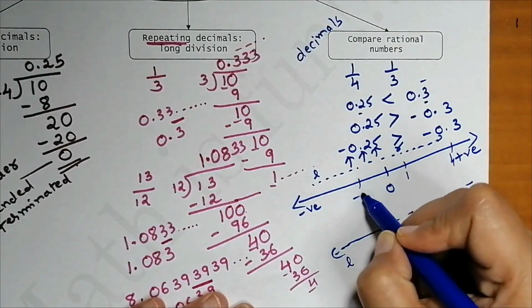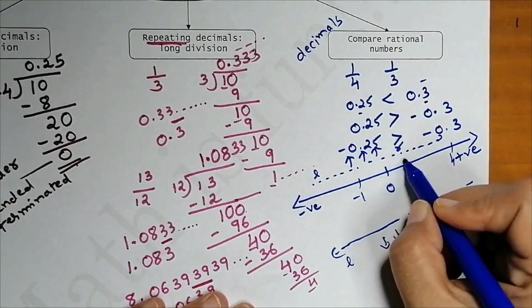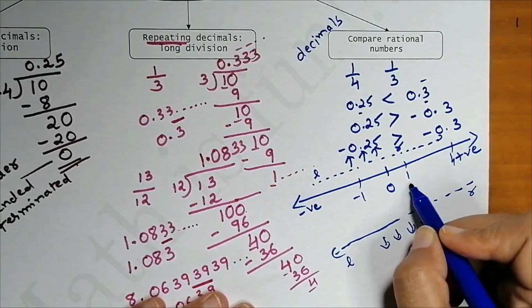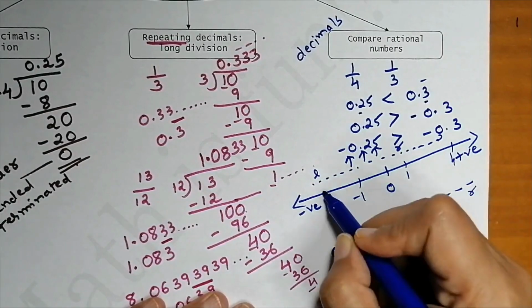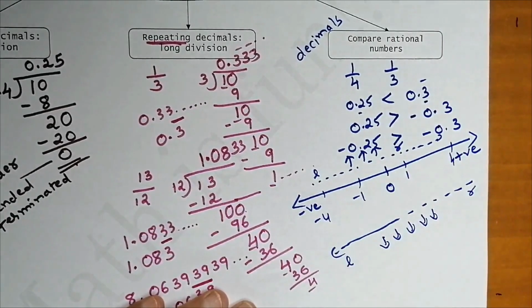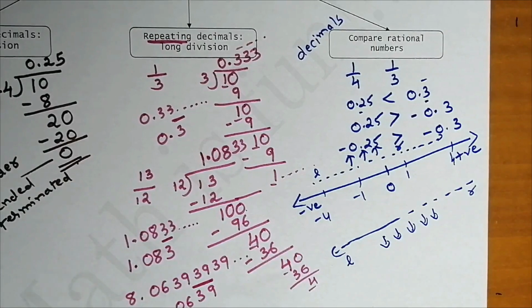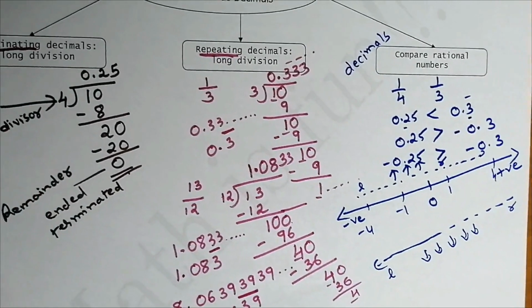So, for example, minus 1. From minus 1 to 1, it's increasing, right? But if we go this way, 1 to minus 1, it is decreasing. Minus 4, it's decreasing, right? So this is a simple thing that you need to know, and I'm sure you know it, and it's quite simple, straightforward. So a quick summary of what we did so far.